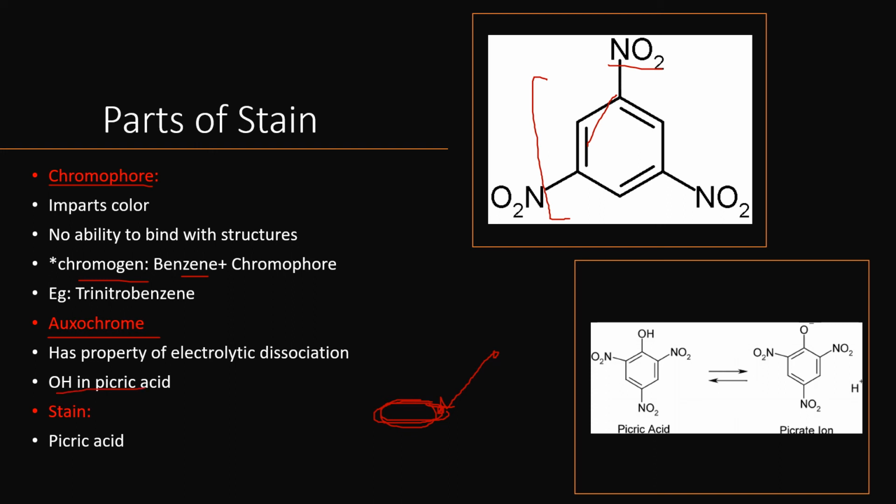Like say we have OH in here. In picric acid, when we add OH to trinitrobenzene, it becomes picric acid. So picric acid is a stain which imparts color to the organism because of its chromophoric part, and binds with the organism because of the auxochromic part. I hope that's clear. So basically a stain comprises of two parts. One gives the color to the organism and the other binds with the organism. Both of them alone are insufficient, but a stain completes that insufficiency and forms a proper material to stain any organisms.